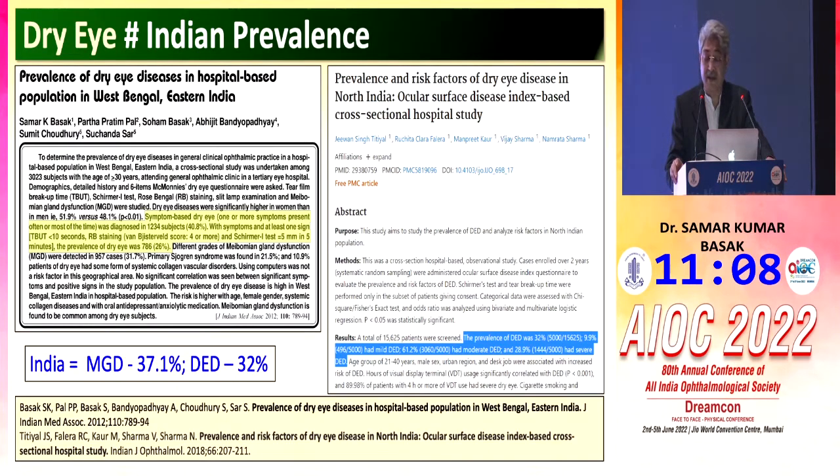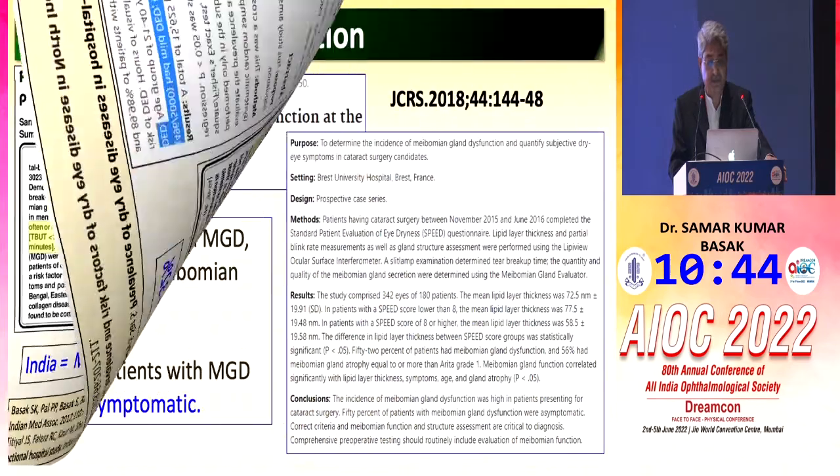If you see the Indian data, there are only 2 or 3 reports. One is from our center, where MGD is 37% whereas dry eye disease is 32%, and one is from northern India where the prevalence is around 40%. So MGD is in the community, especially with the aging population.